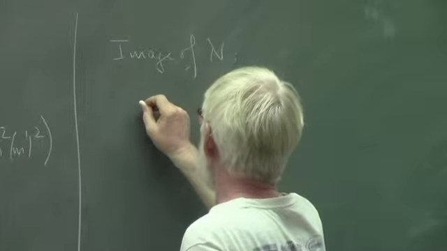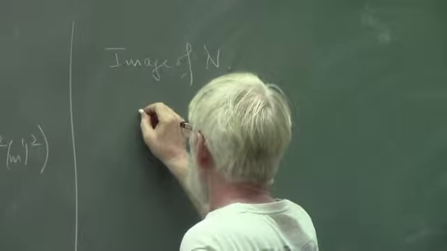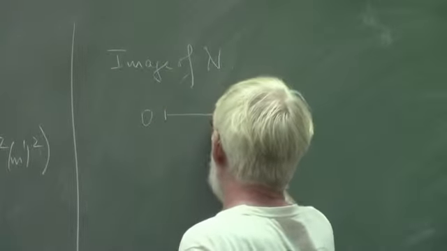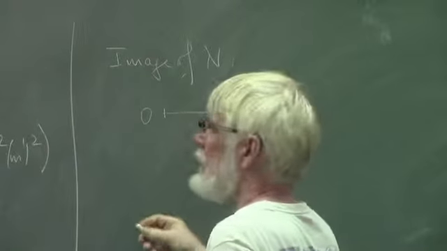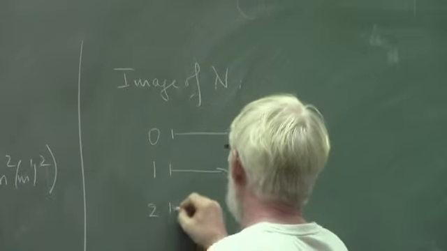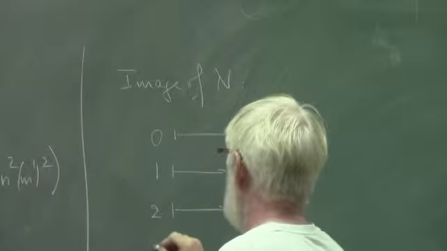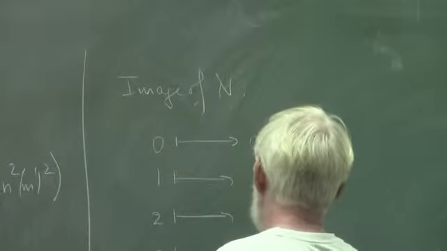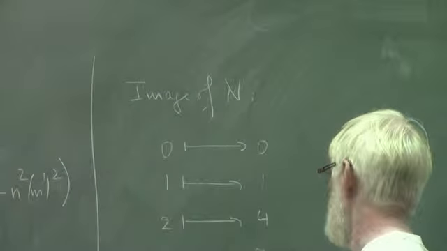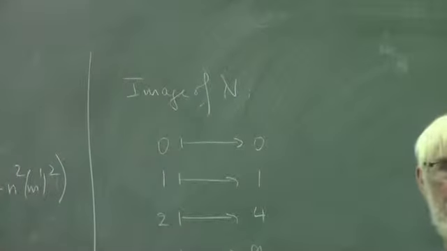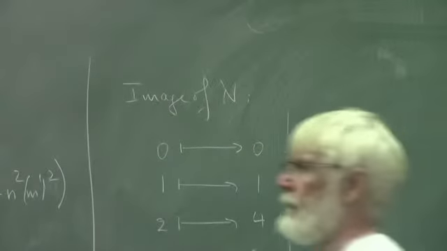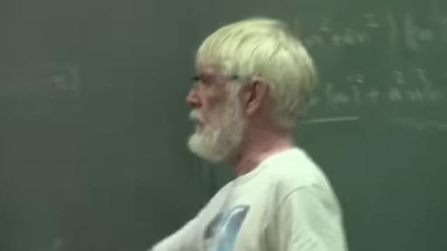You have zero maps to zero, right? One maps to one, two maps to four, three maps to nine, right? Four maps to 16. Or you're just squaring each term? Right, I mean, that's the first part.